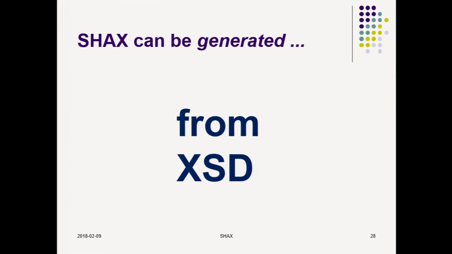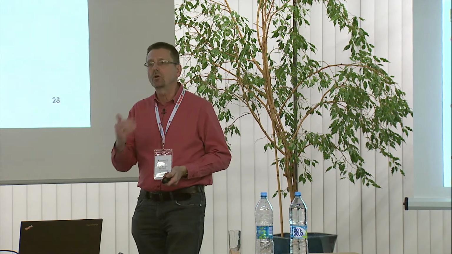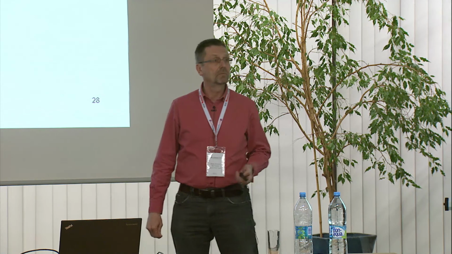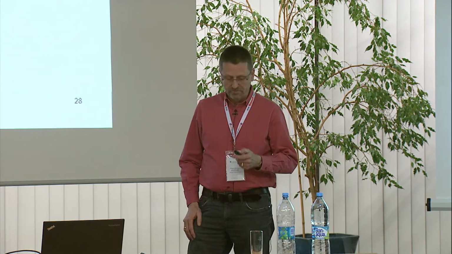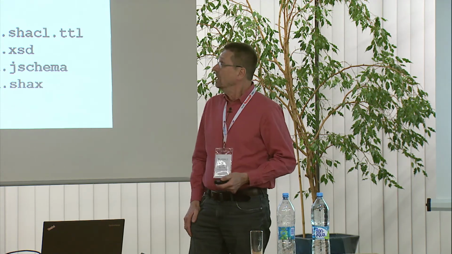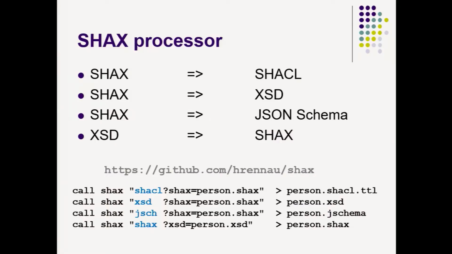SHAX models are easy to write, but even easier it is to generate them. And they can be generated from XSD. And this means that tons of modeling work are ready for transportation into the RDF sphere where they may become SHACL models. The transformations are accomplished by software which I call a SHAX processor. A SHAX processor supports at least 4 operations: translation of SHAX into SHACL, SHAX into XSD, SHAX into JSON schema, and XSD into SHAX. A prototype is available on GitHub.